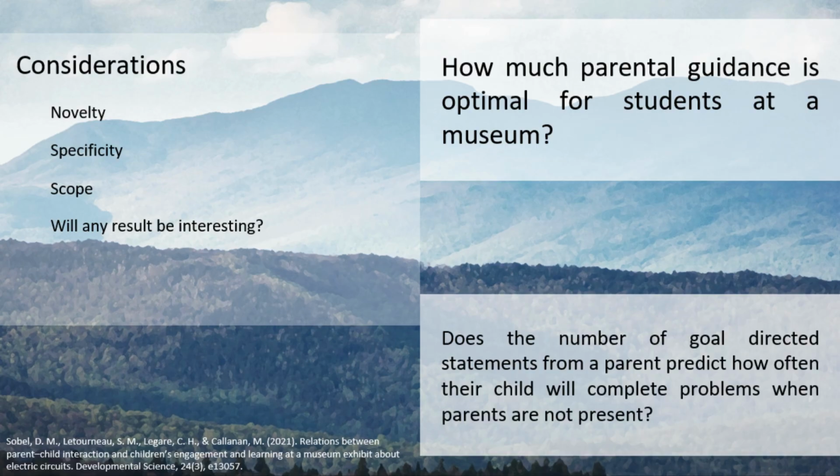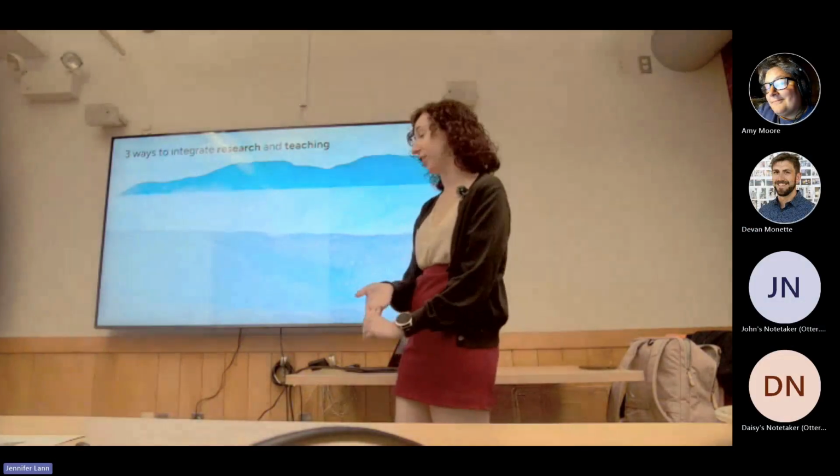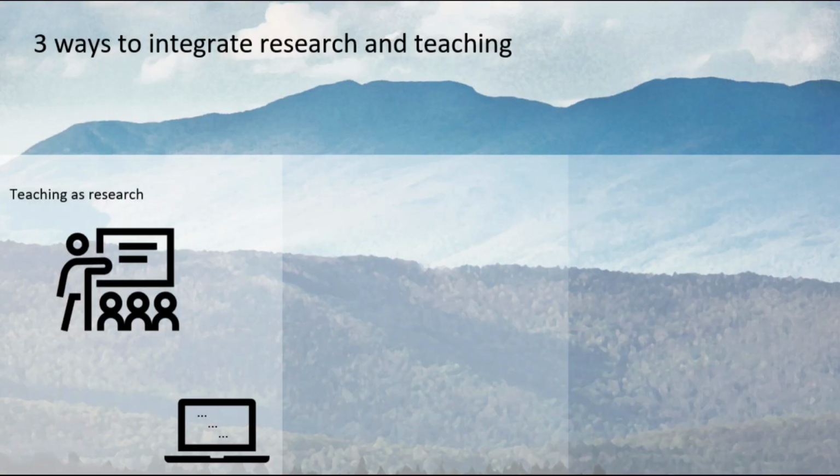But you can see how you can take this question that is very interesting, but make it a little bit more concrete. Let's talk about 3 ways to integrate research and teaching. The first way that I'm going to talk about is teaching as research. This involves if you're already doing something in a class or in your advising practice, and you want to actually figure out, is it working? What's going on? And so you do your intervention, whatever it is, and then you're also collecting data on how it's going.